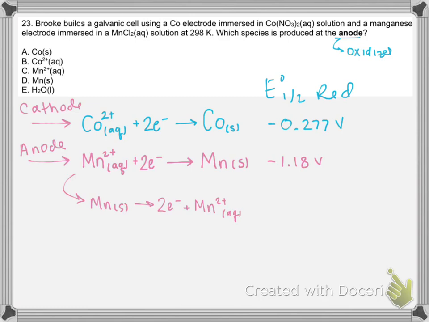So the thing that's produced at the anode are these manganese ions, which would be answer choice C.